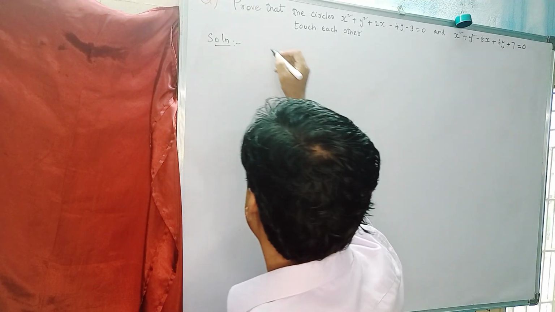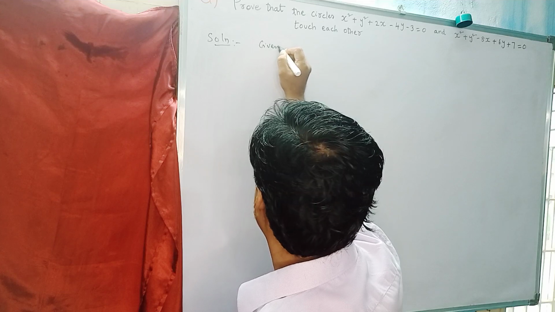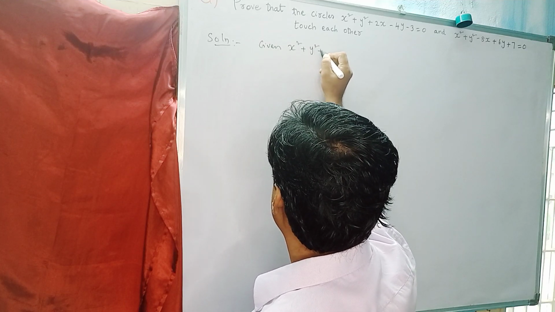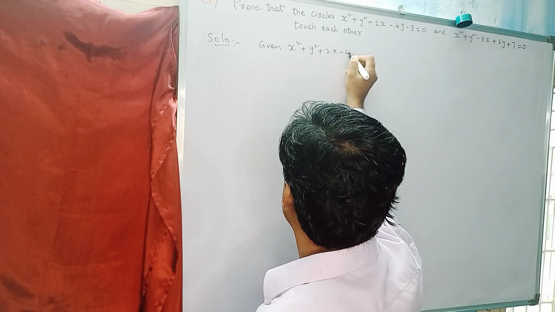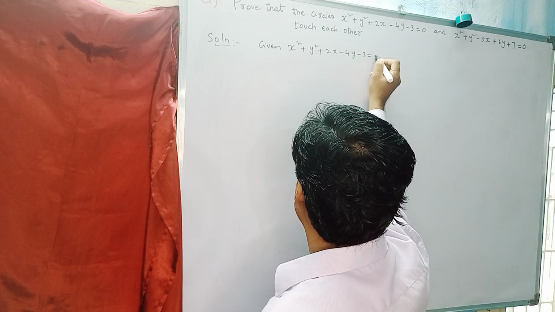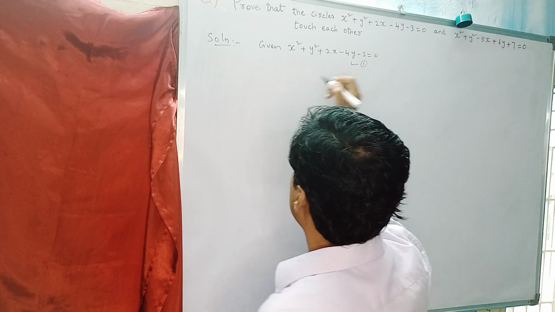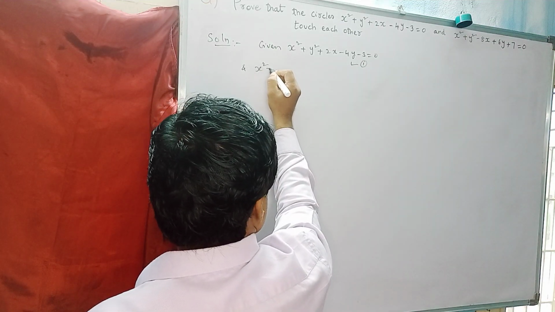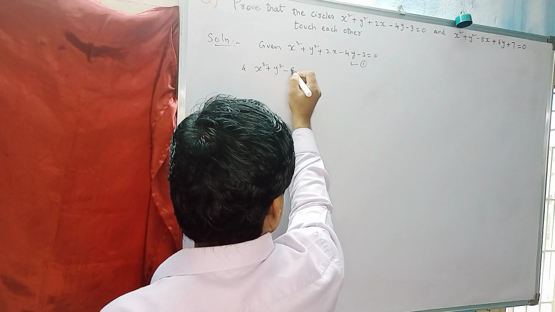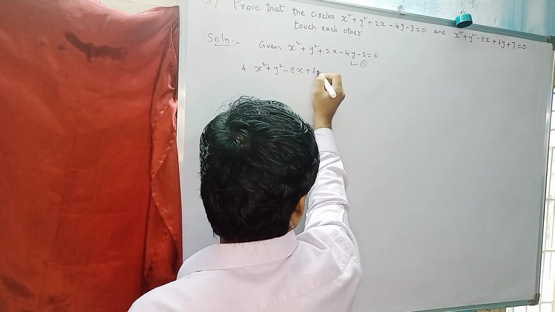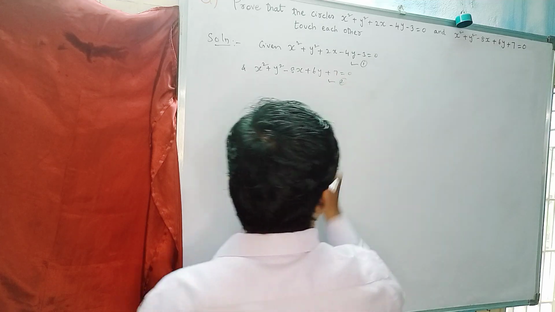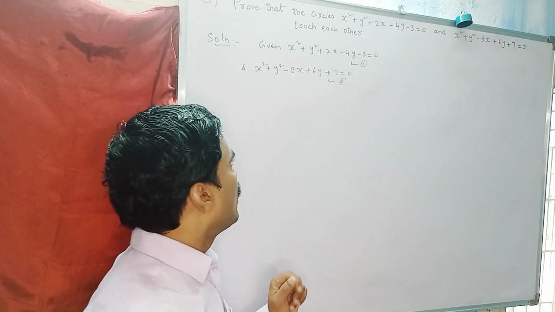So first write the given equations of circles. What is given? x square plus y square plus 2x minus 4y minus 3 equal to 0. Number this equation number 1. And the second equation we will also write: x square plus y square minus 8x plus 6y plus 7 equal to 0. Number this equation number 2.